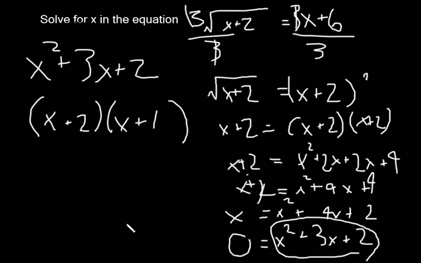And we have to remember that it equals 0, because of the 0 right here. To find the solution, when x is negative 2, the whole thing will equal 0, because negative 2 plus 2 is 0, and anything times 0 is 0. So our first solution is negative 2. Our second solution is negative 1, because negative 1 plus 1 is 0, and anything times 0 is 0. So negative 1 is our second solution.